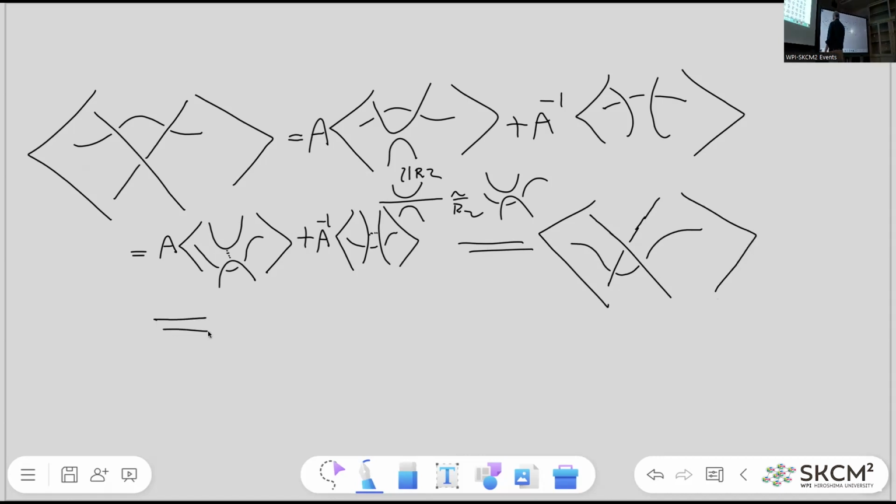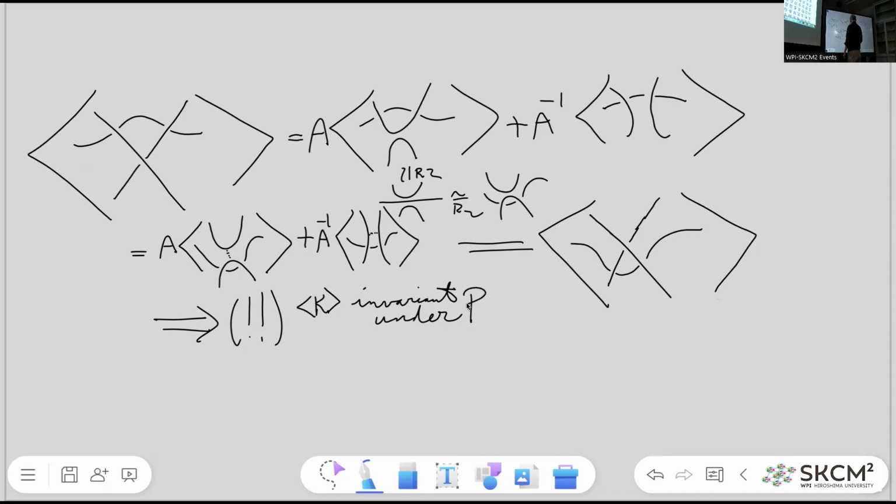So that implies that bracket K is invariant under Reidemeister 3. For free. We managed to get it invariant under Reidemeister 2, and by the luck of the draw, it's invariant under 3. These are not mathematics, they're explanations.